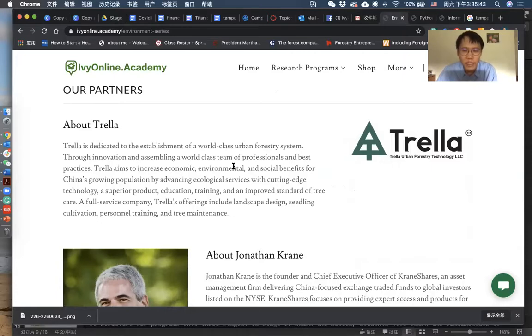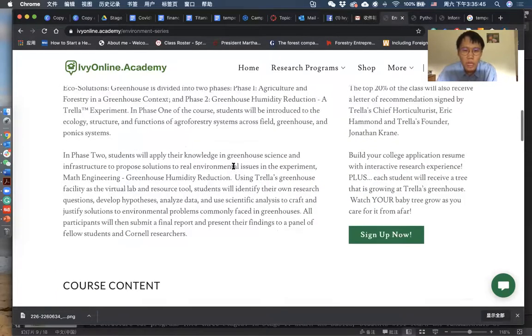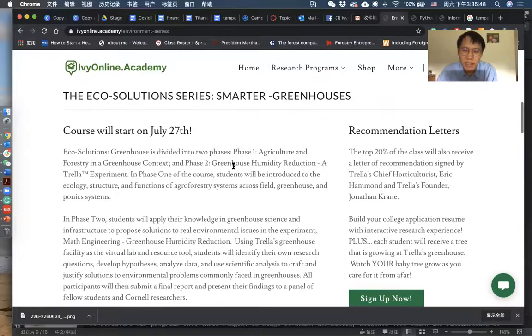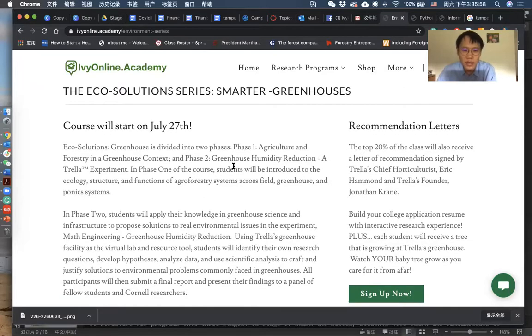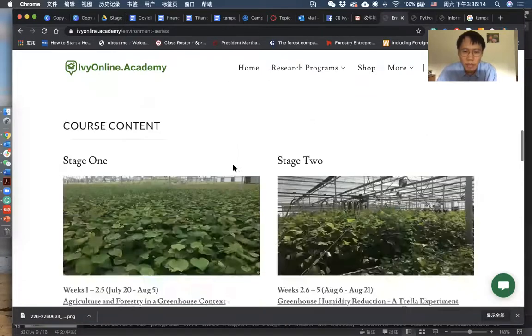During this course, students will learn basic plant science and also some basic engineering knowledge. The final case of this course is to solve an engineering problem that Trela faced in their greenhouse. So this course is a combination of an environmental course and an engineering course, and it will last about 5 weeks.